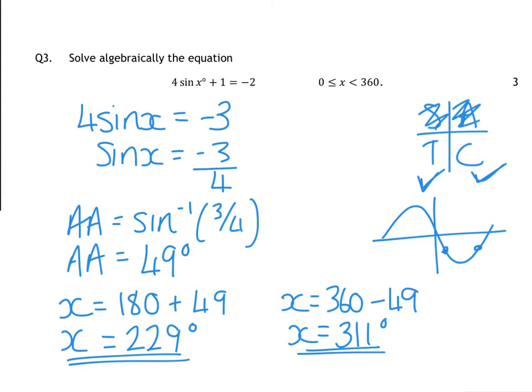And always communicate what your final two answers are. I never ever write x equals at the point where I get the 49, I call it your acute angle because you may not be using that number at all. So the answers are 229 and 311.